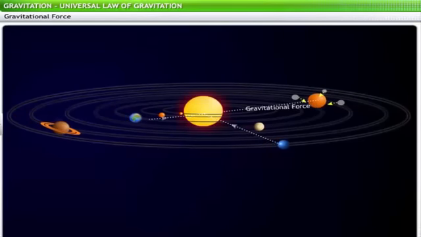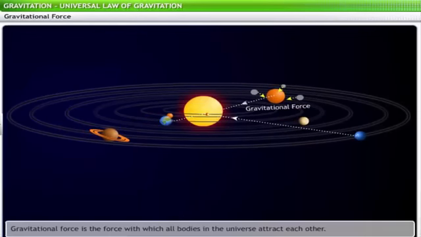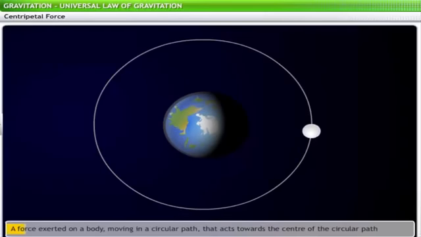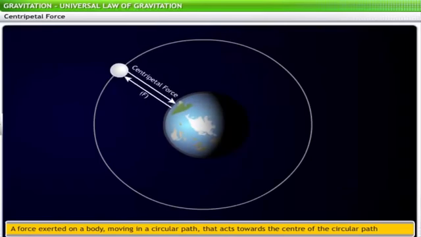Like Earth, all bodies in the universe attract each other. The force with which all bodies in the universe attract each other is called gravitational force. The revolution of the moon around the Earth is also a result of gravitational force, which acts towards the center of the Earth. Such a force exerted on a body moving in a circular path that acts towards the center of the circular path is known as centripetal force.